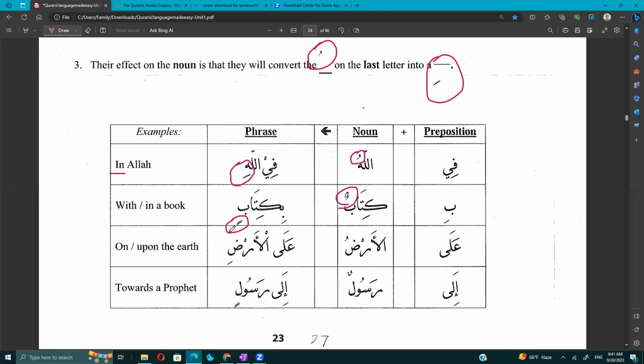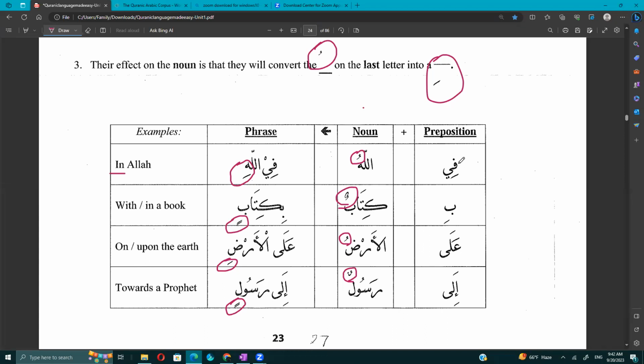Are you all following it? Any questions? If there is any question, please stop and ask me. Next is ala plus the word al-ardu. Ard is earth. Alal ardi, it becomes majroor. This is alal ardi, on or upon the earth. Ila plus rasulun becomes ila rasulin, towards a prophet. Notice that Allahu became fillahi, kitabun becomes bi kitabin, alal ardu becomes alal ardi, ila rasulun becomes ila rasulin.